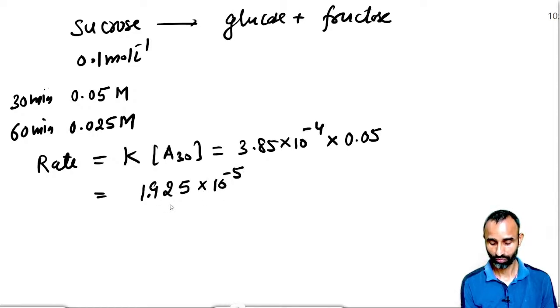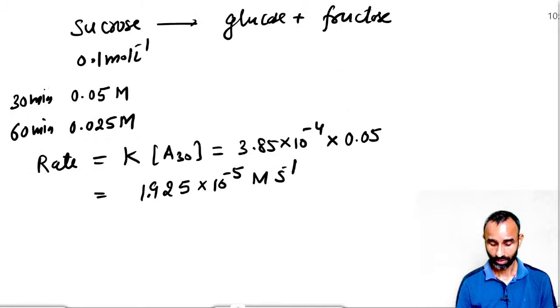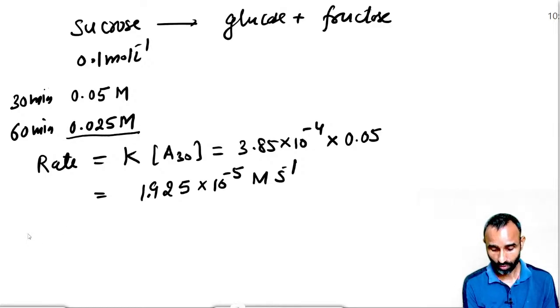On 1.925 into 10 raised to minus 5. That means the last option is correct. And the mass of the sucrose hydrolyzed in 60 minutes. See, sucrose left after 60 minutes is 0.025. So how much amount is hydrolyzed?